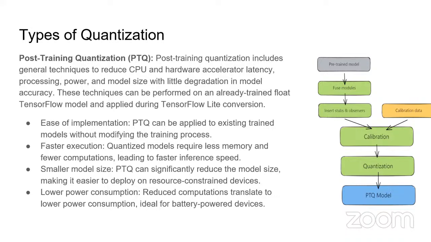Then there is smaller model size. PTQ, that is, post-training quantization, can significantly shrink the model size, making it much easier to deploy on devices which have limited storage. Then there is lower power consumption. With reduced computation, PTQ also lowers power usage, making it ideal for devices like smartphones and wearables that rely on battery power. So, this is the advantage of post-training quantization.